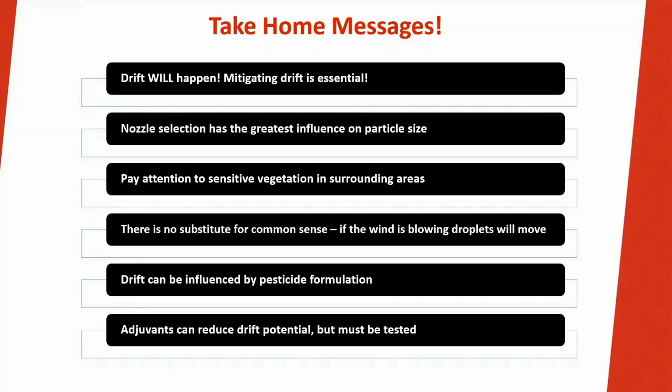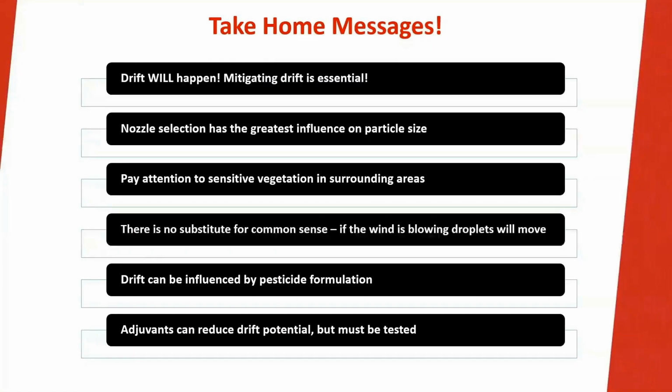When we think about the wind speed, there is no substitute for common sense. If the wind is blowing, droplets will move. And it doesn't matter if you put in the report during our applications that the wind speed was steady at 6–7 miles per hour. Trust me, if we have any drift incident, they will figure out what the wind speed was during that time. Drift can also be influenced by pesticide formulation. And we are talking here not only about physical movement of particles, but also volatility, but that's another topic.